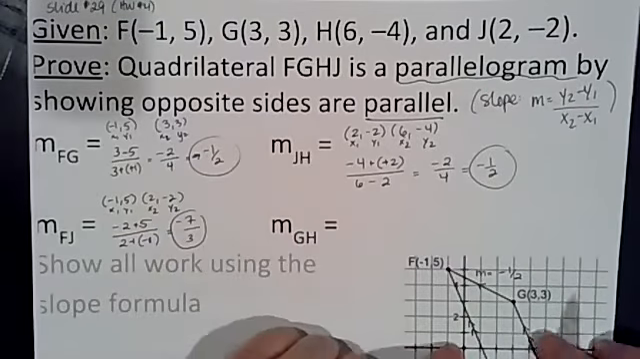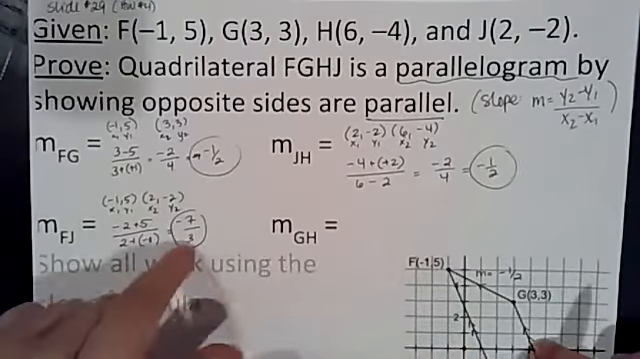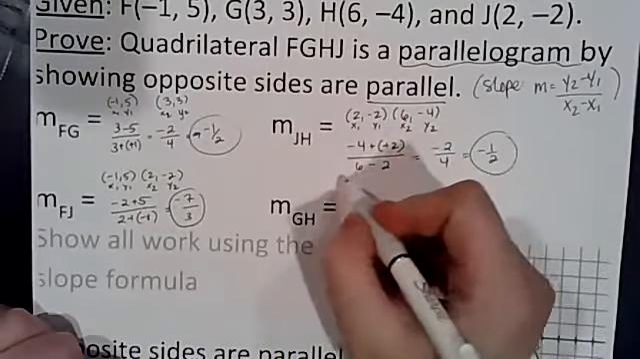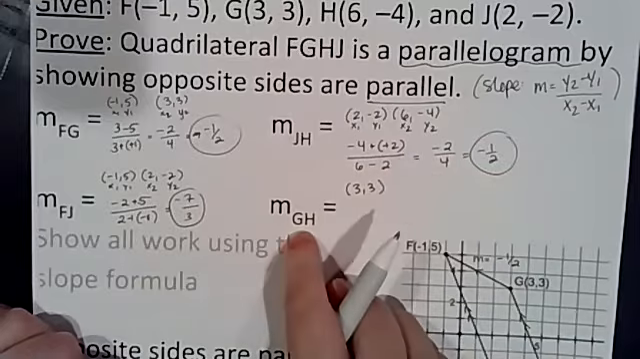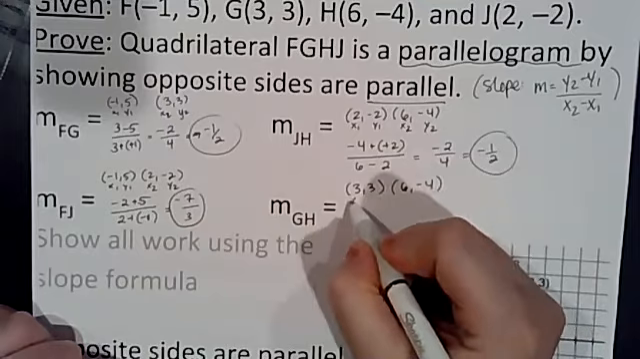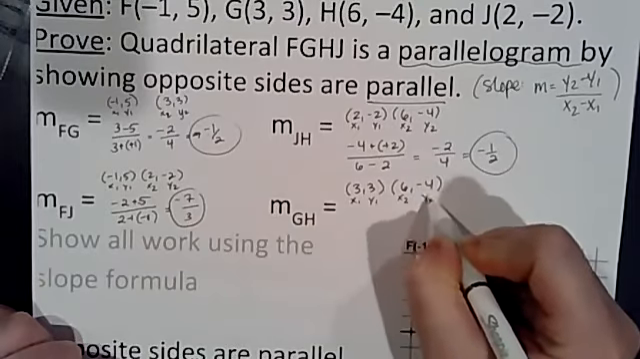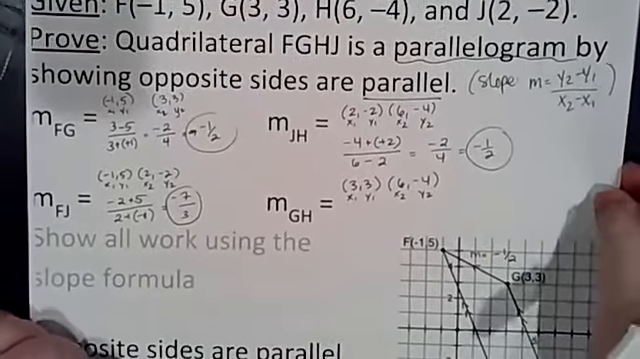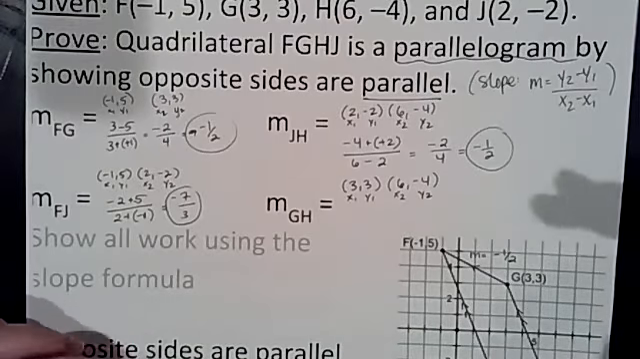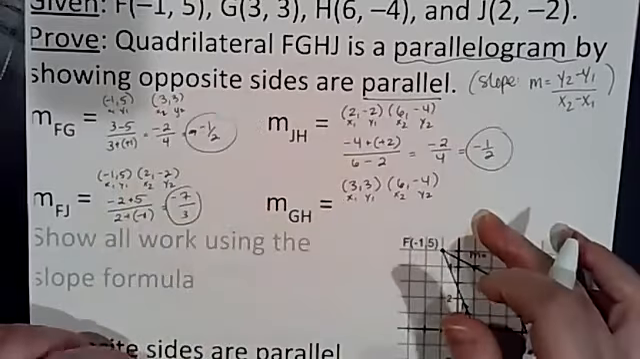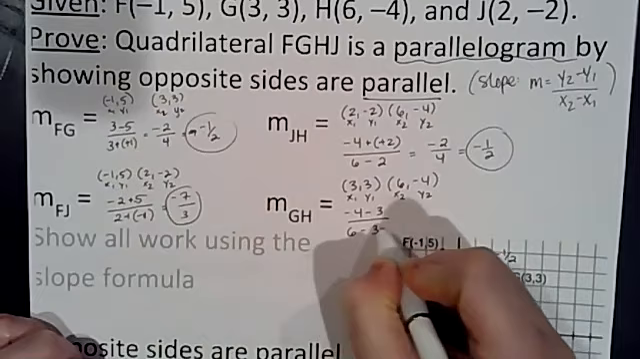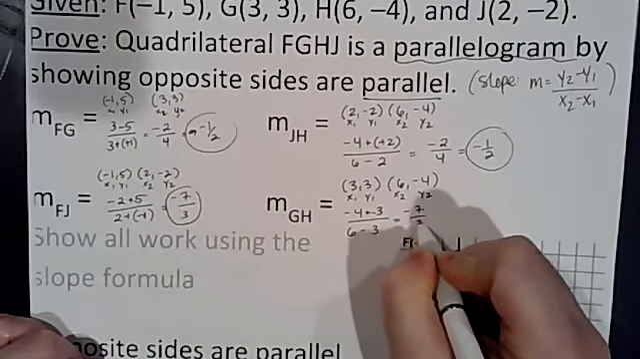Since these two sides are parallel, I have to prove that these two answers are the same. So 3, 3 for G and 6, -4 for H. X1, Y1, X2, Y2, plugging into the formula. We're just repeating the same steps over and over. We just want to make sure we get the same slope, and this is how we prove that the slopes are the same through our math work. So -4 minus 3 over 6 minus 3. This gives me -7 over 3.